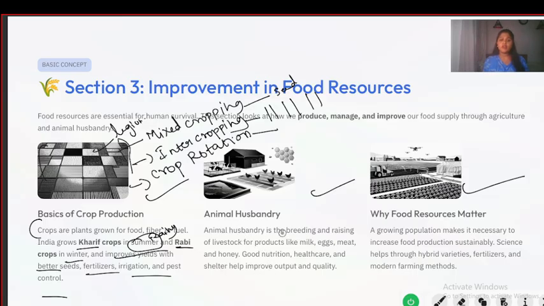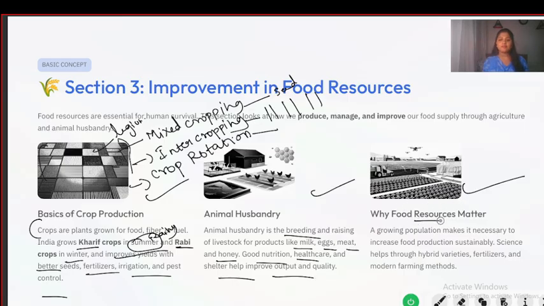Animal husbandry, where there was breeding and raising of animals such as cattle, poultry, then fishes and beekeeping. All this we have also understood. For their milk, eggs, meat, honey, how can they be improved, how are they taken care of, that we have learnt. They are provided with good nutrition, health care, shelter, and how to improve their qualities. All this we have understood in this particular animal husbandry.